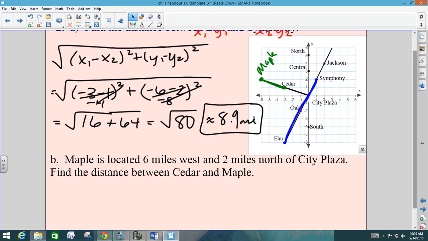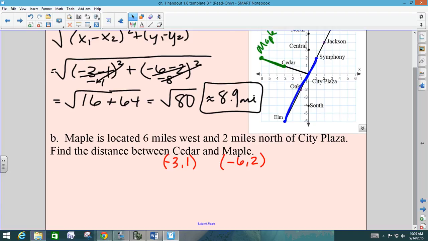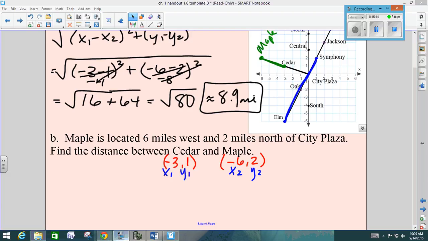Well, we need to know their ordered pairs. What's Cedar's ordered pair? -3, 1. And Maple ends up being where? Good, -6, 2. Cedar was listed first, so I'm just going to call that my x1, y1. Maple was listed second, so we're going to call that x2, y2. Take a minute here to find the distance.